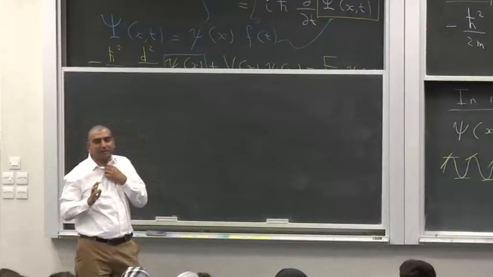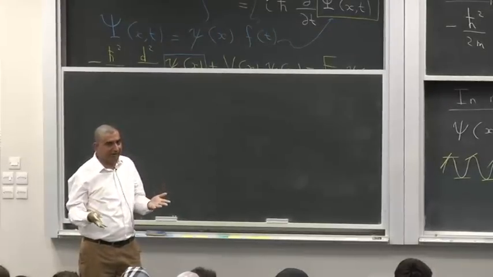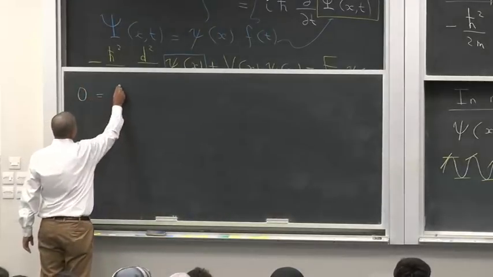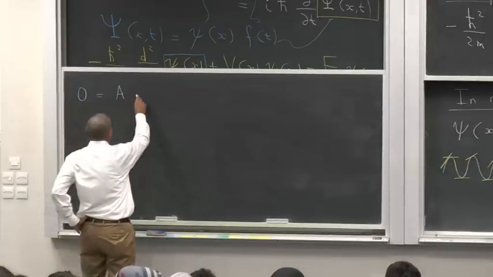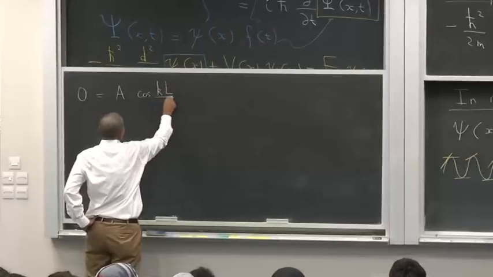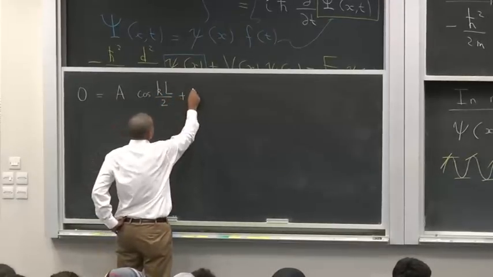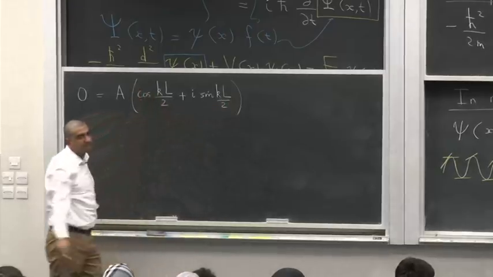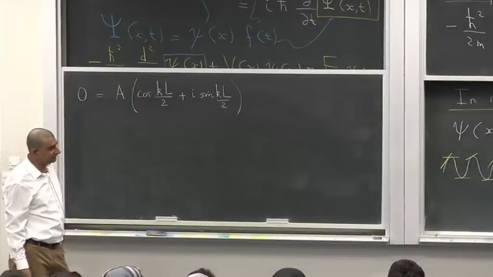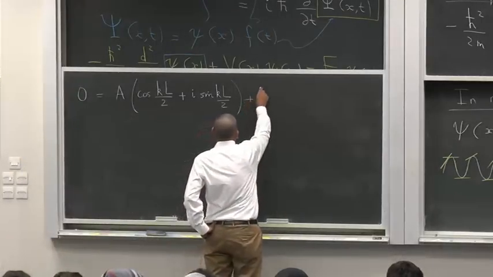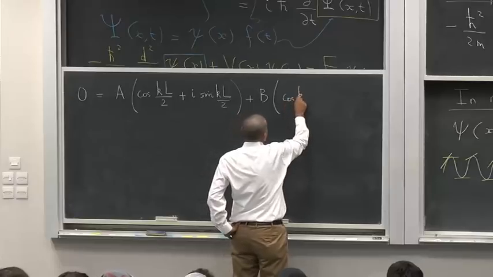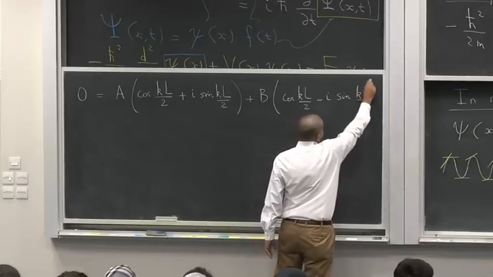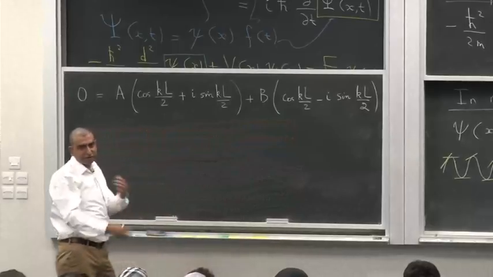Now I need to do some algebra here. That's all, in order to find A and B. Let me do this algebra once. So the first equation, 0 equals A e^(iKL/2), which is simply cosine of KL by 2 plus iota sine of KL by 2. I've expanded the exponent as cosine and sine, plus B cosine of KL by 2 minus iota sine KL by 2. I've just done the expansion of the exponent.